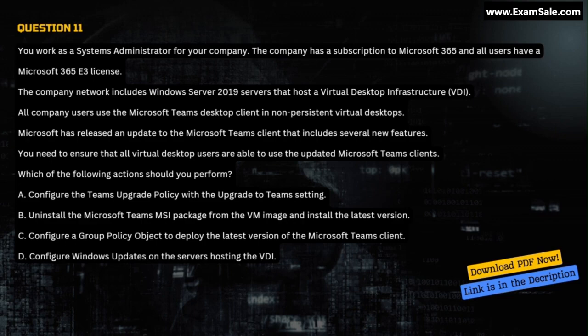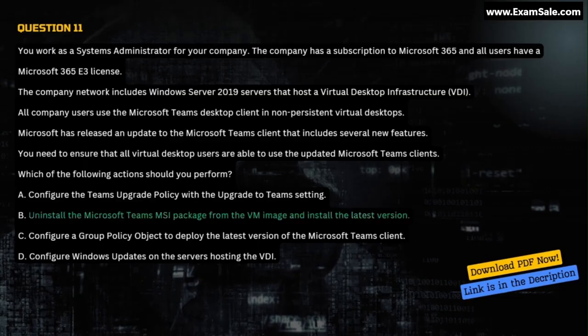You need to ensure that all virtual desktop users are able to use the updated Microsoft Teams clients. Which of the following actions should you perform? A. Configure the Teams upgrade policy with the Upgrade to Teams setting. B. Uninstall the Microsoft Teams MSI package from the VM image and install the latest version. C. Configure a group policy object to deploy the latest version of the Microsoft Teams client. D. Configure Windows updates on the servers hosting the VDI.